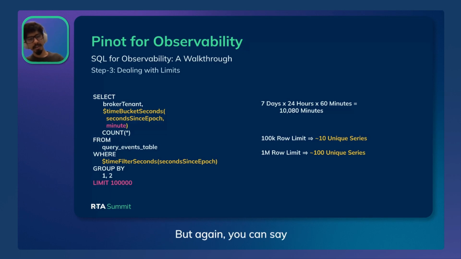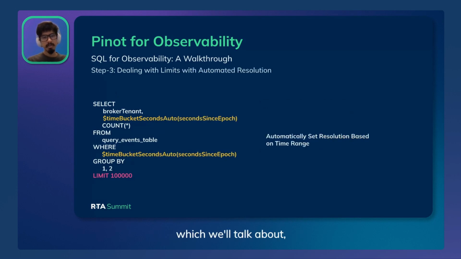But again, you can say that I can work around these limits by setting them to a very high number. And that is fair also. I think you can set it to like 10 million or 100 million or whatever. But the issue is that if you provide a SQL interface for users, then users have to deal with this. And if you wrap it into your own UI layer and you still use SQL internally, then you still might have issues, which we'll talk about.